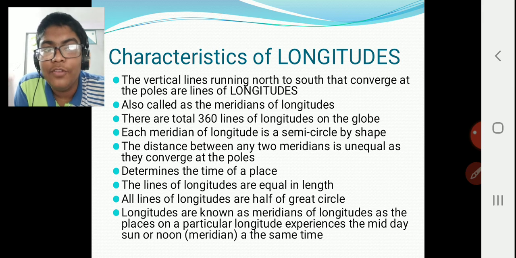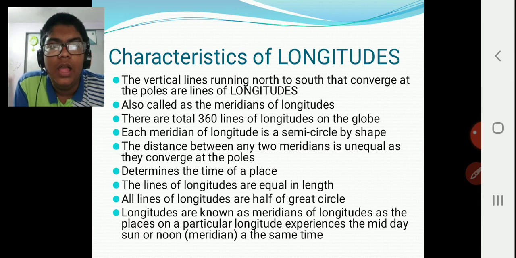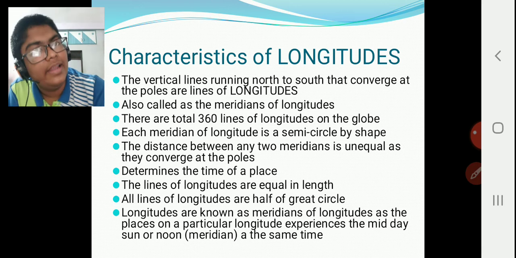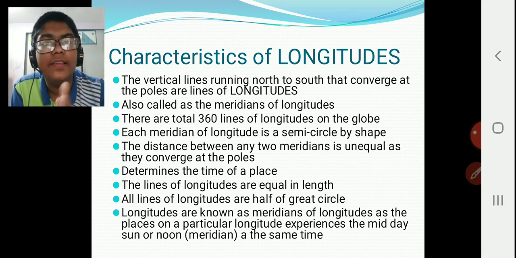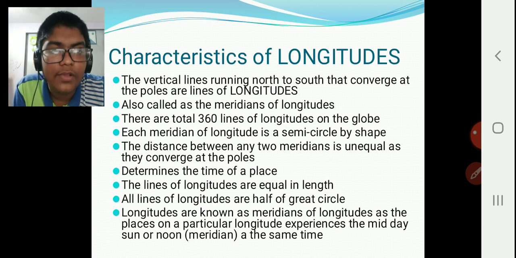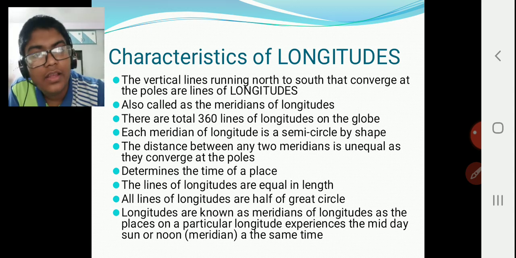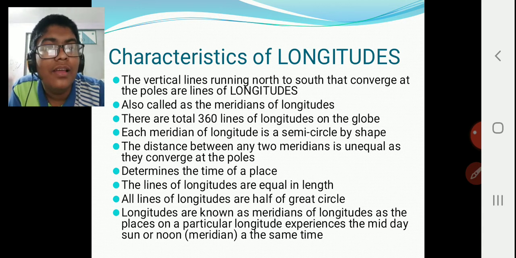The lines of longitude are equal in length. All the longitudes are equal in length. The longitudes are half of a great circle. A great circle is a complete diameter of the globe. Half of the globe is a longitude. Longitudes are known as meridians of longitude as the places on a particular longitude experience midday, sun or noon, at the same time. That's called the meridian.